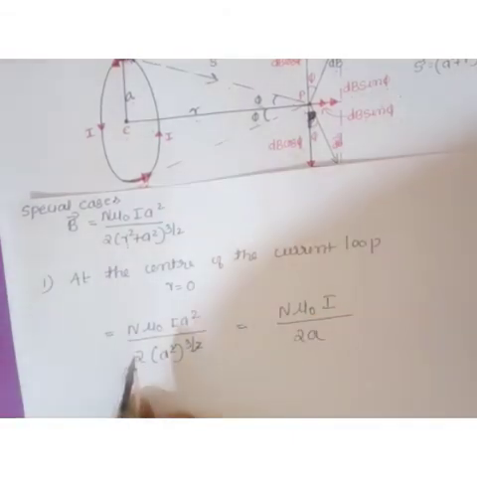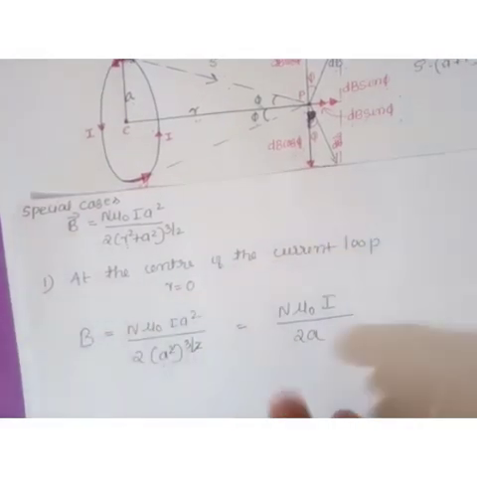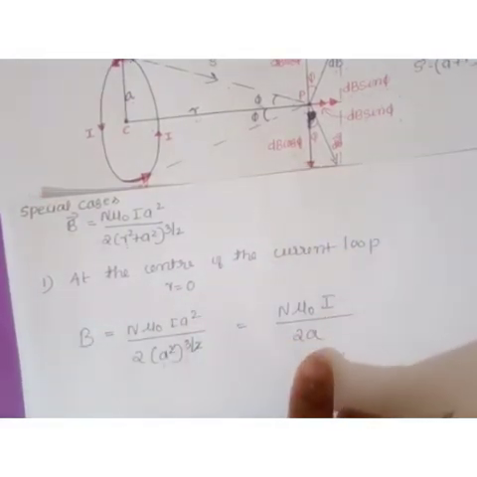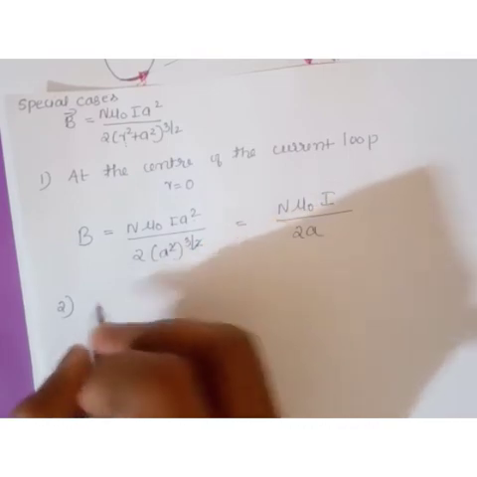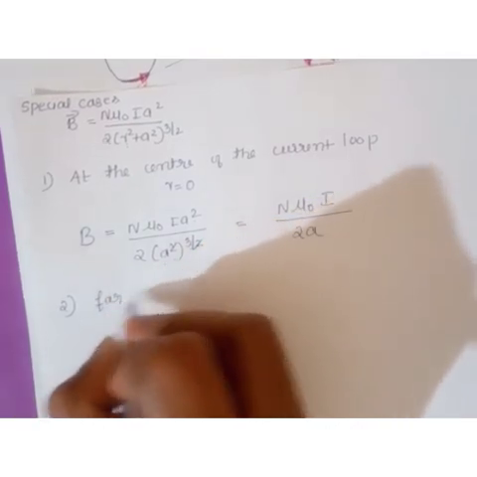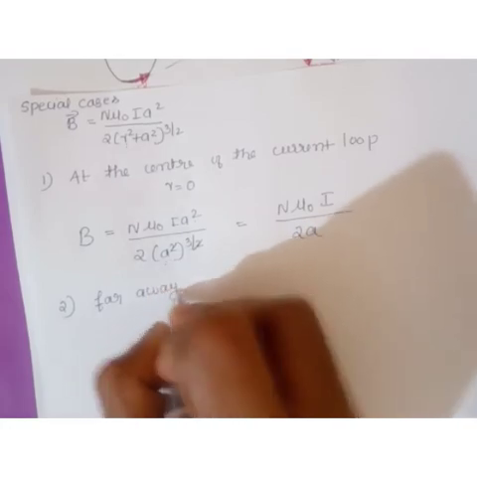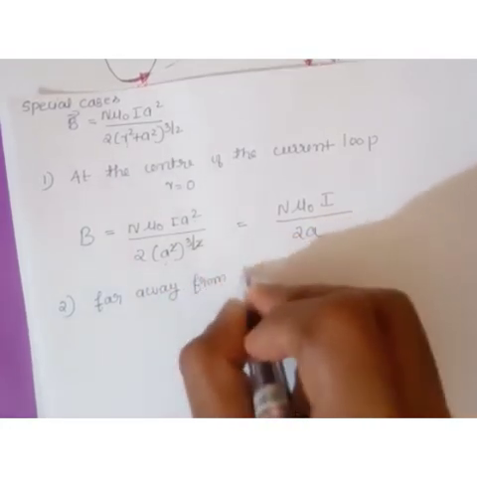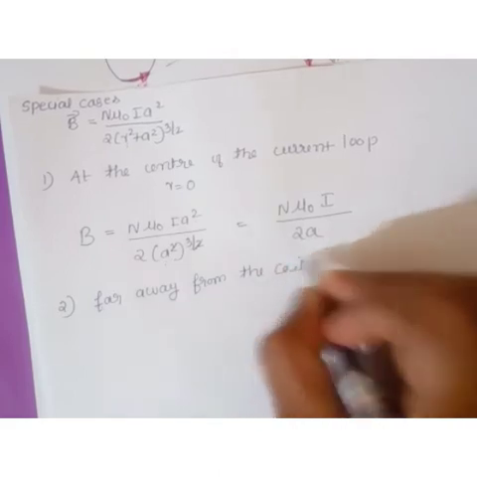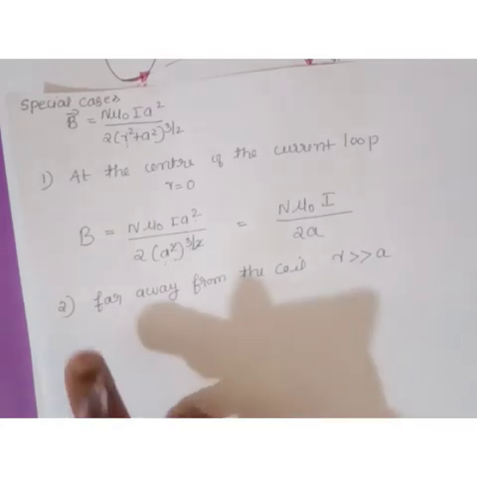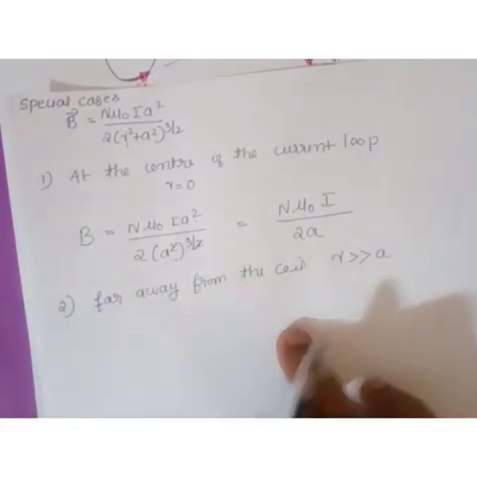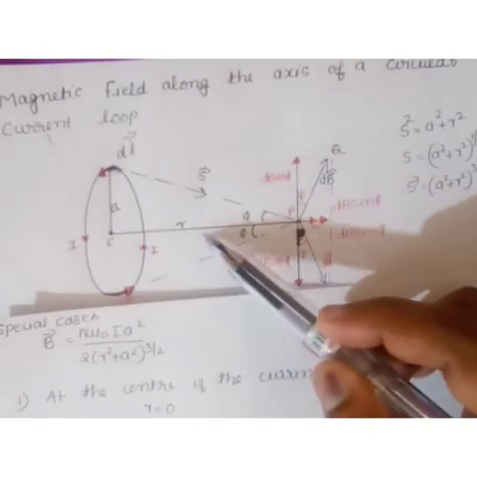Okay, at the center of the loop, the magnetic field B is equal to what? N mu 0 I divided by 2a. Okay, then the second case we have to consider: the axial point lying far away from the coil. Far away from the coil, that is, r is very much greater than a. So the axial point lying far away from the coil means r is much greater than a.